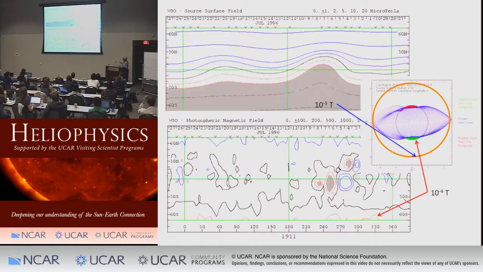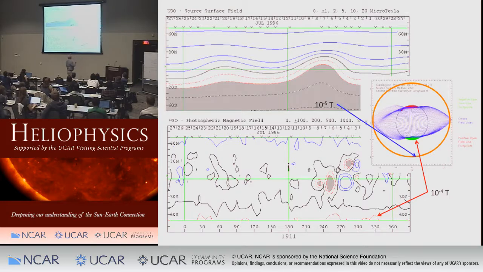So there's the source surface. This is what it looks like at the source surface. This is what it looks like at the solar surface down here. It's quite a bit more complicated. Question then, we've got this simple picture of closed and open field lines.